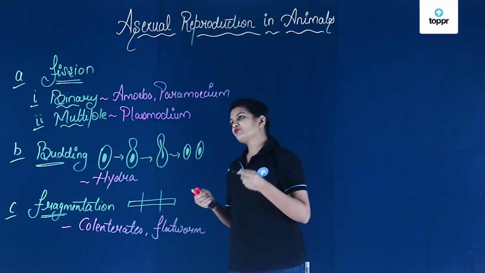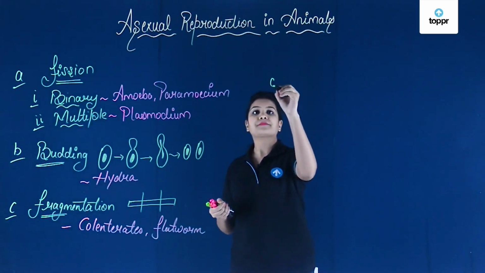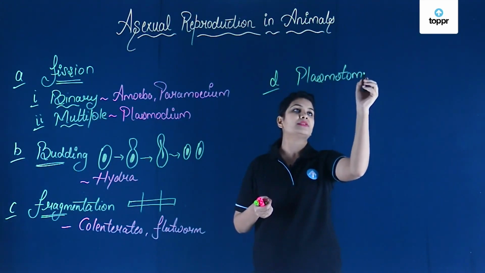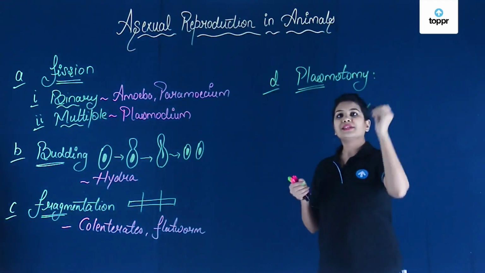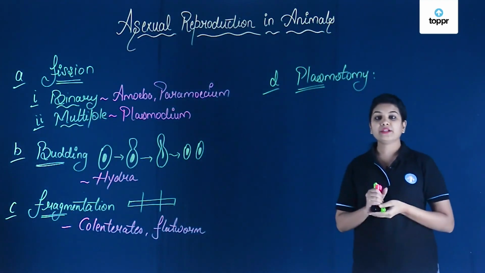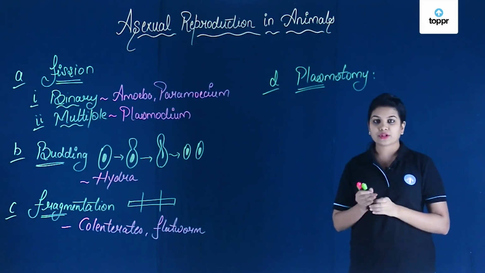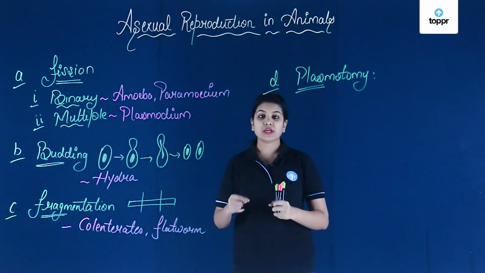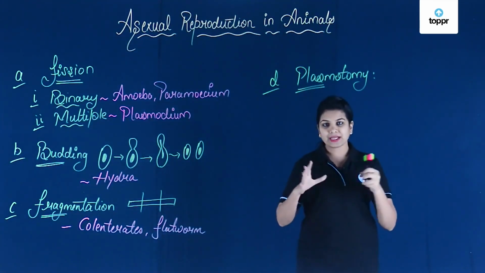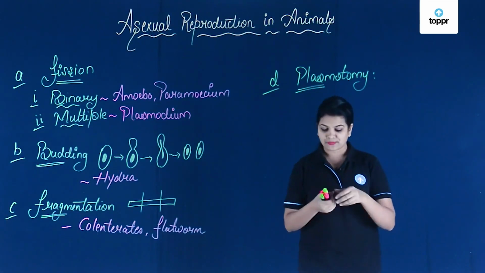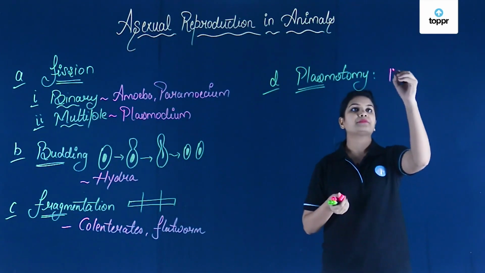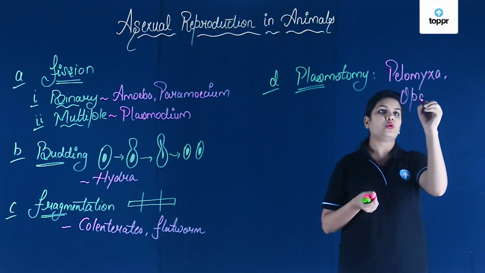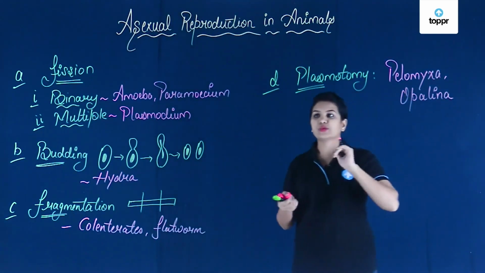The next example of asexual reproduction in animals is plasmotomy. This is plasmotomy. Here we observe that a single multinucleated parent divides into a number of daughter cells which are also multinucleated. Now, after this division, nuclear division occurs, and during this nuclear division, the number of nuclei gets normalized. This is what you call plasmotomy. Examples are Pelomyxa and Opalina. These are protozoans.